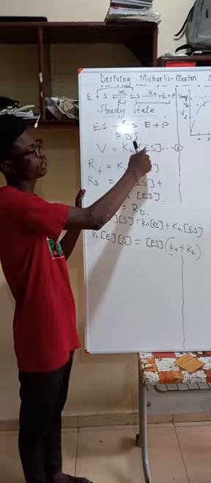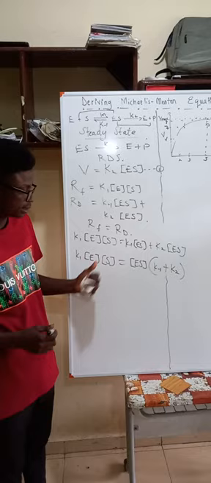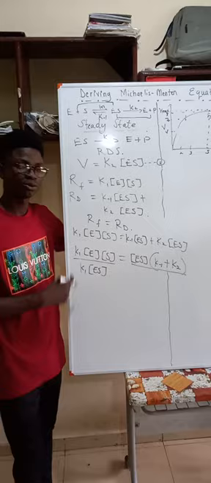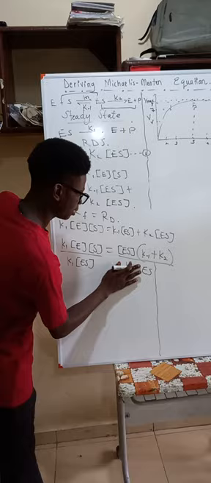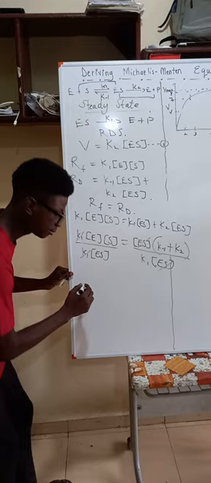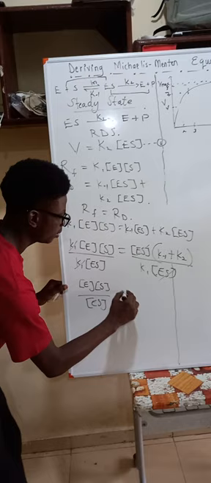Now from here, let's bring the constants to one side and the complex to the other side. So let's divide this by K1 ES. In an equation, what you do to the left, you do to the right. So that this ES cancels this, and this K1 cancels this. At the end, we'll be having E X over ES being equal to K minus 1 plus K2 all over K1.